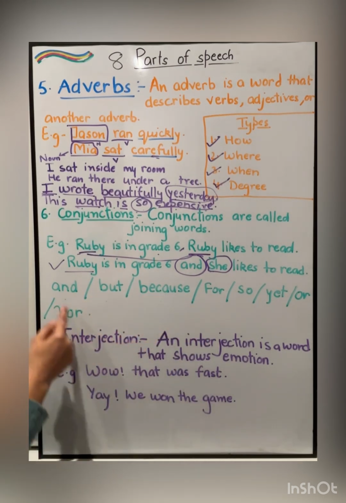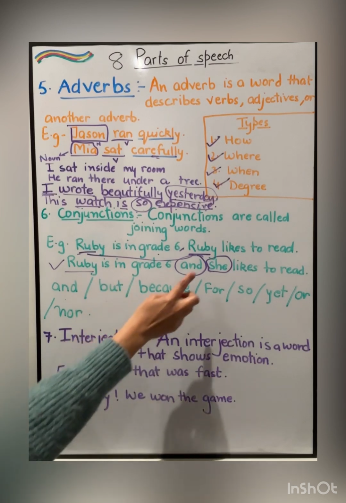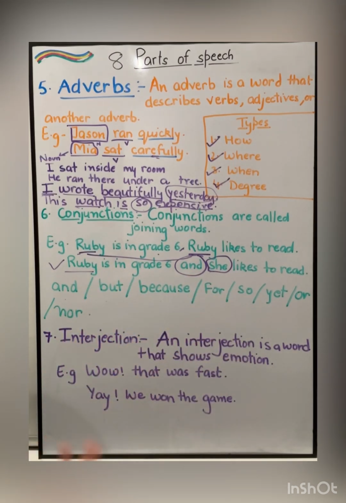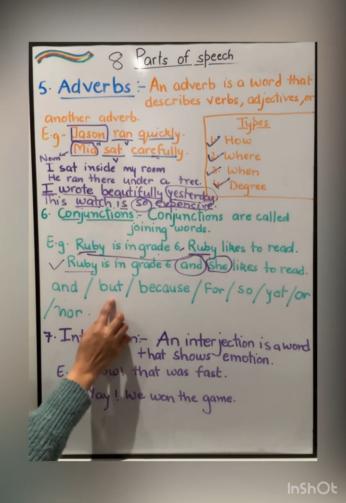They have different meanings. And means you're giving value to both of them. Like Ruby is in grade 6, one independent sentence. She likes to read, another independent sentence. But is where you're showing a contrast. For example, I like summers. I like to wear winter wear more. Now there are two different sentences. I like summers. I like to wear winter wear more, but we wear winter wear in winters. So I'm going to show a contrast.